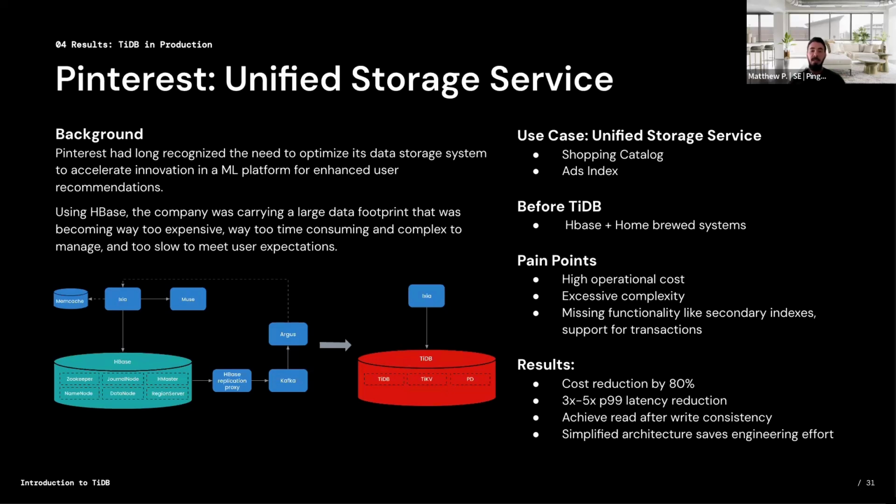Some of the pain points here were a very, very high operational cost and massive complexity. It was also missing functionalities like secondary indexes and support for transactions. And frankly, they were spending time almost on a daily basis band-aiding this together. But after moving to TiDB, they achieved an 80% reduction in costs and a 3 to 5x reduction in P99 latency. And they were also able to achieve read-after-write consistency and a simplified architecture through a unified system.